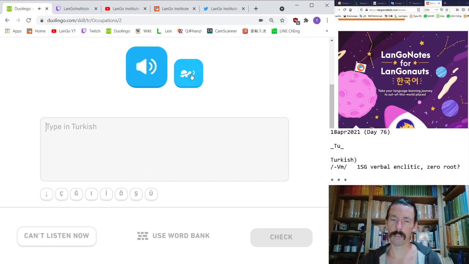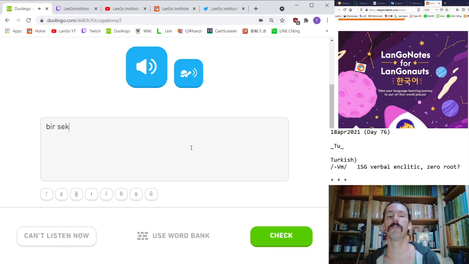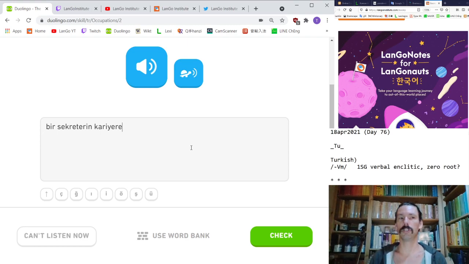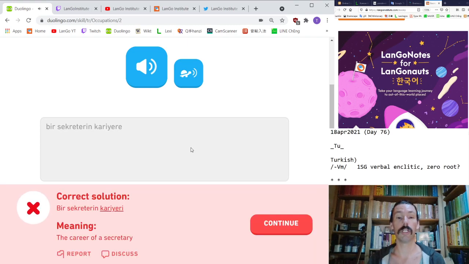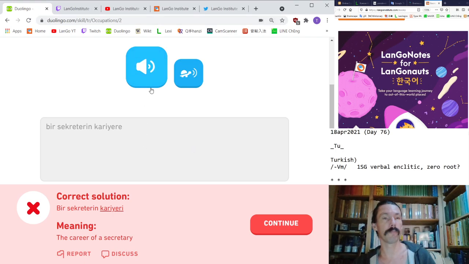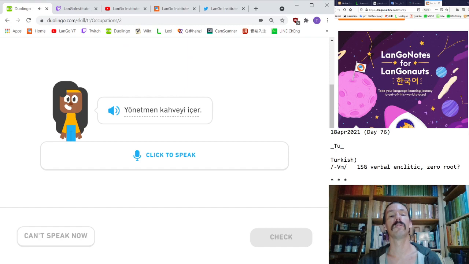Bir sekreterin kariyeri. Bir sekreterin, possessive, one secretary's career, which seems to have a German or French model as the borrowing source, carrière. So those final high vowels get lowered on the down step instead of the up step. Lowering of that weak final vowel, is what I'm saying. Or just schwa.